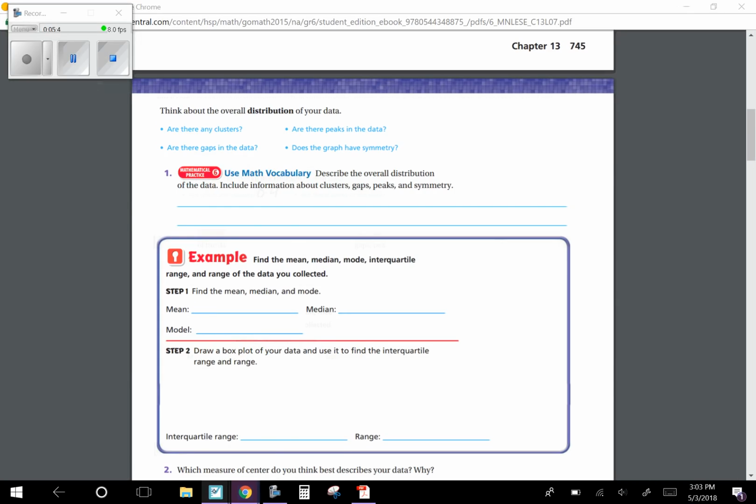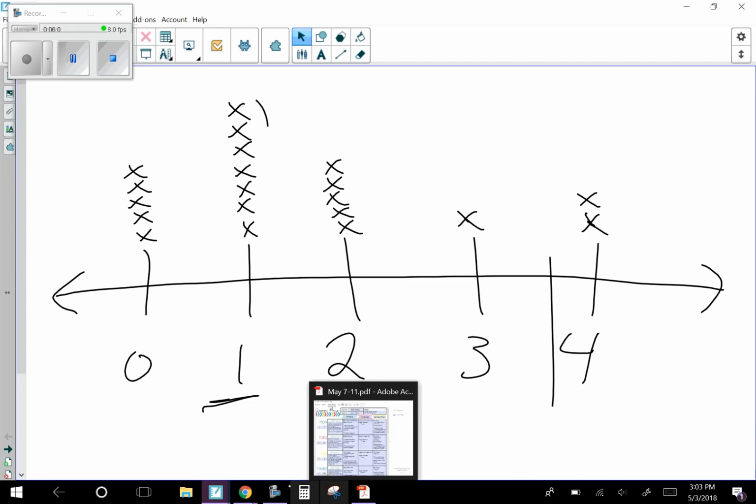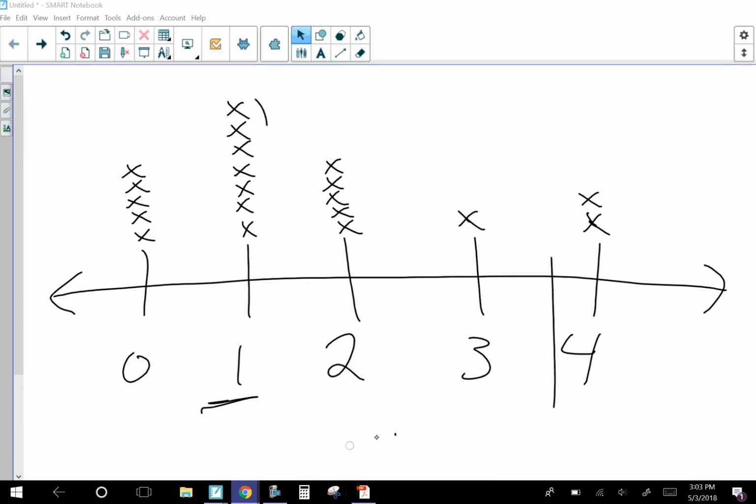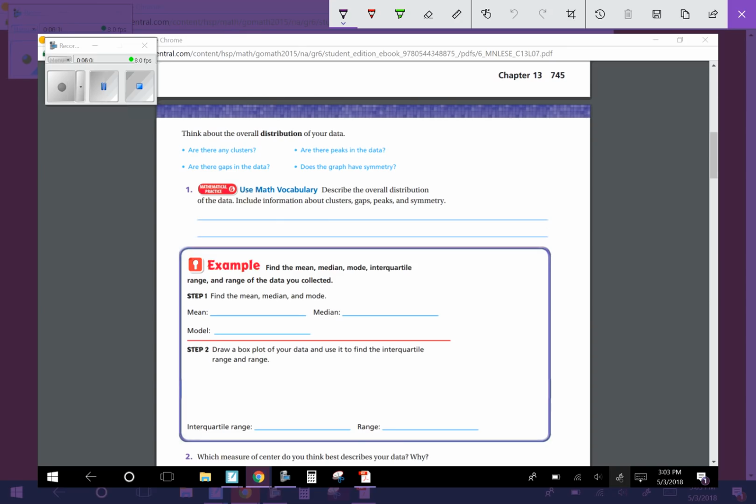Are there peaks in the data? If we look back here, 1 would be my peak. That's the highest point. So yes, the peak is at 1. Is there symmetry? No, because there's no vertical line that I could draw on this that would have the same on both sides. So no. And does the graph have symmetry? No, mine did not. Describe the overall distribution of the data, include information about clusters, gaps, peaks, and symmetry.